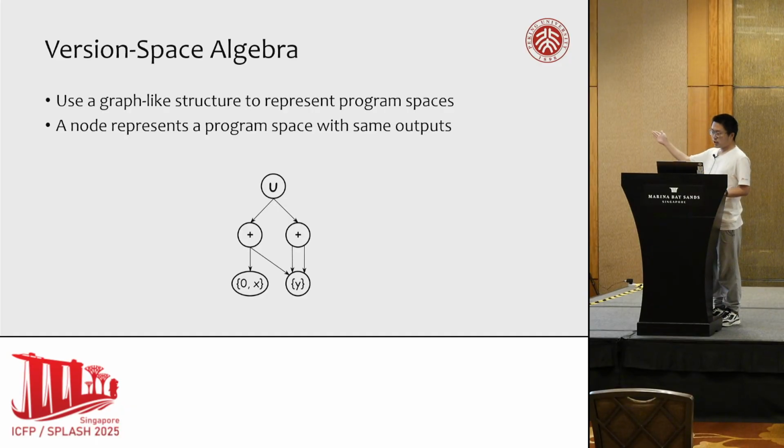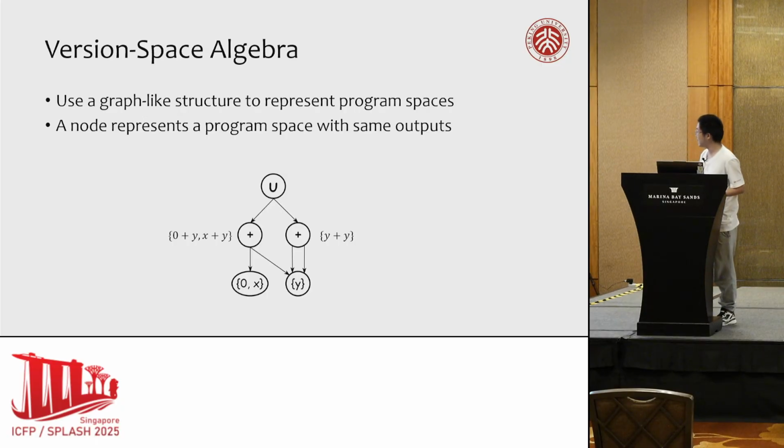This figure shows a simple VSA. You can see there are three kinds of nodes. The two leaf nodes represent atomic programs with no operators. Program 0 and x belong to the same node since they produce the same output in this example. The join node at the middle layer combines the subprograms with specific operators, constructing larger programs.